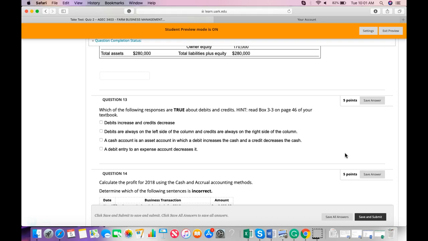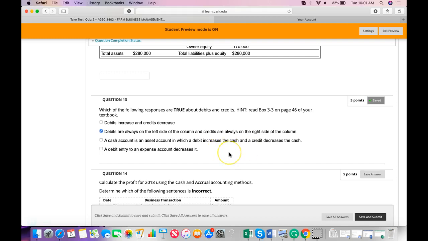It's dependent upon the account in which we are debiting or crediting. That one is not true. The second one, debits are always on the left side of the column and credits are always on the right side. This is always true, regardless of the account.